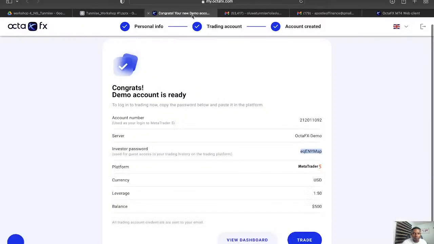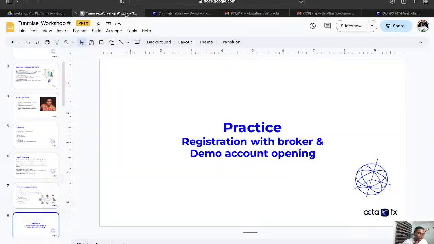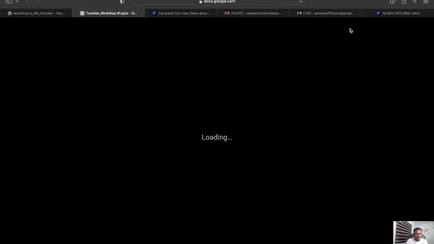All right, so we've successfully set up our trading account, and we've registered with OctaFX. So that is how to register with OctaFX and how to set up your trading account. All right, good.